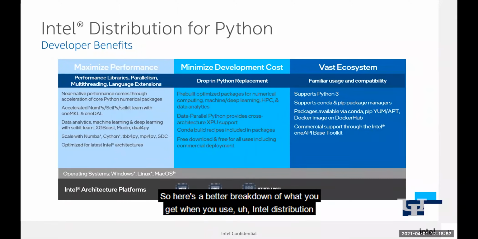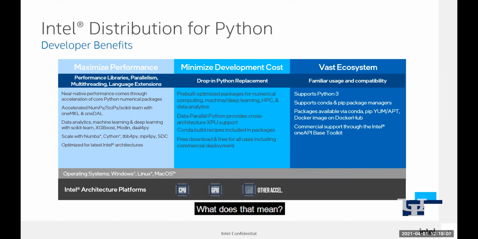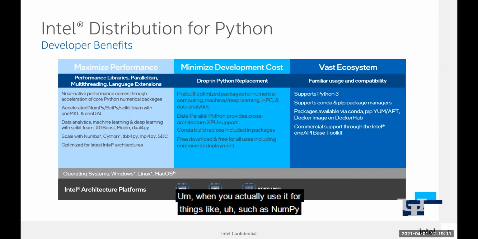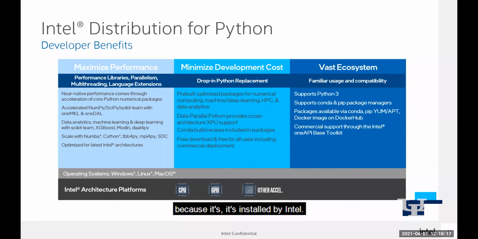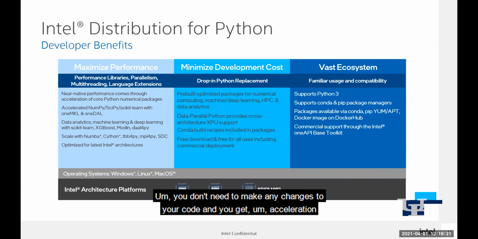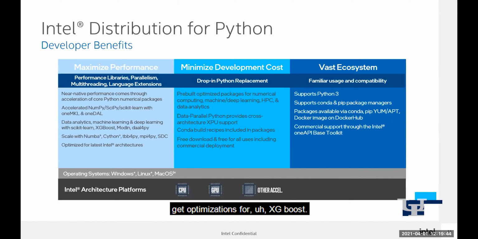So here's a better breakdown of what you get when you use Intel distribution for Python as a developer. In that single install with AI Kit, you get IDP. What does that mean when you actually use it? For things such as NumPy and SciPy that you get as part of Intel distribution for Python, because it's installed by Intel, you don't need to make any changes to your code, and you get accelerations for NumPy and SciPy through oneMKL. With scikit-learn, you get optimizations from oneMKL, but also the oneDAL library, which I'll be going into later on, which will explain all the oneDAL optimizations that help power scikit-learn alongside oneMKL. You also get optimizations for XGBoost.